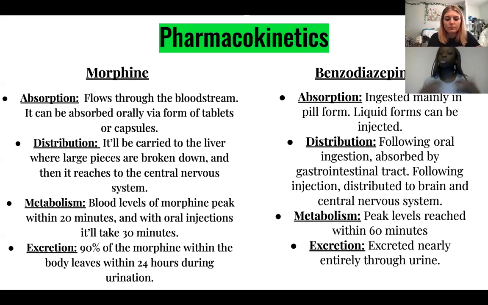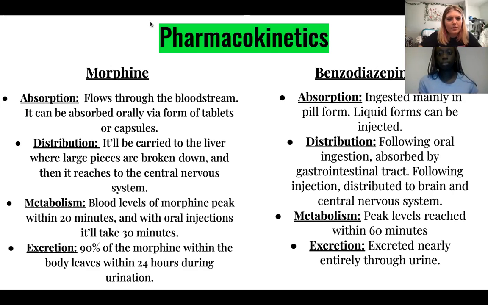So when someone's going through severe pain, that's also how it can form addiction, because it is going through the bloodstream. It does leave through urination, just like alcohol or other drugs. But the difference with morphine is that 10% of the drug actually remains in your body. And that is how the addiction starts to build up, because 10% of the drug is still left in your body even if you urinated out 90%.